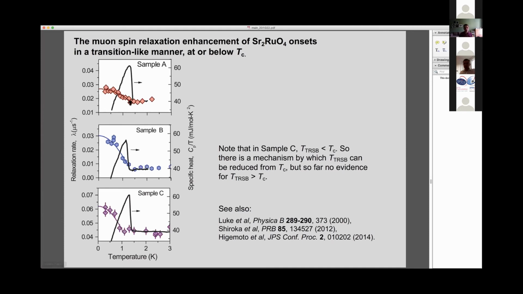The main point I want to emphasize here is that it really looks like a transition. So the muon spin relaxation is flat until we hit Tc, or maybe a slightly lower temperature, and then it increases. So there may be some rounding here due to sample inhomogeneity, but there's no large-scale rounding.